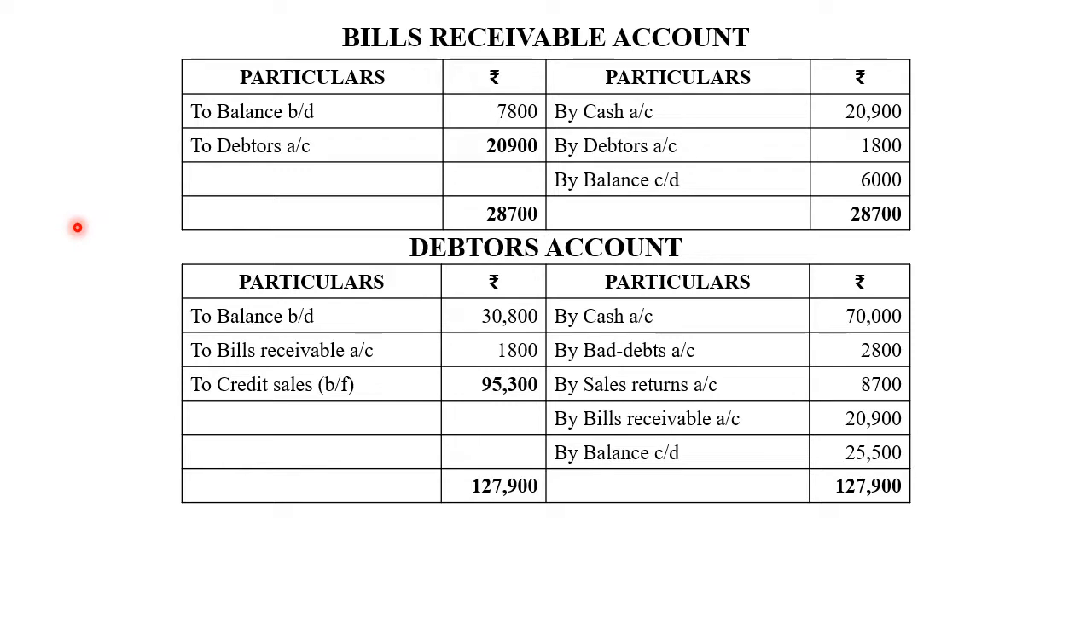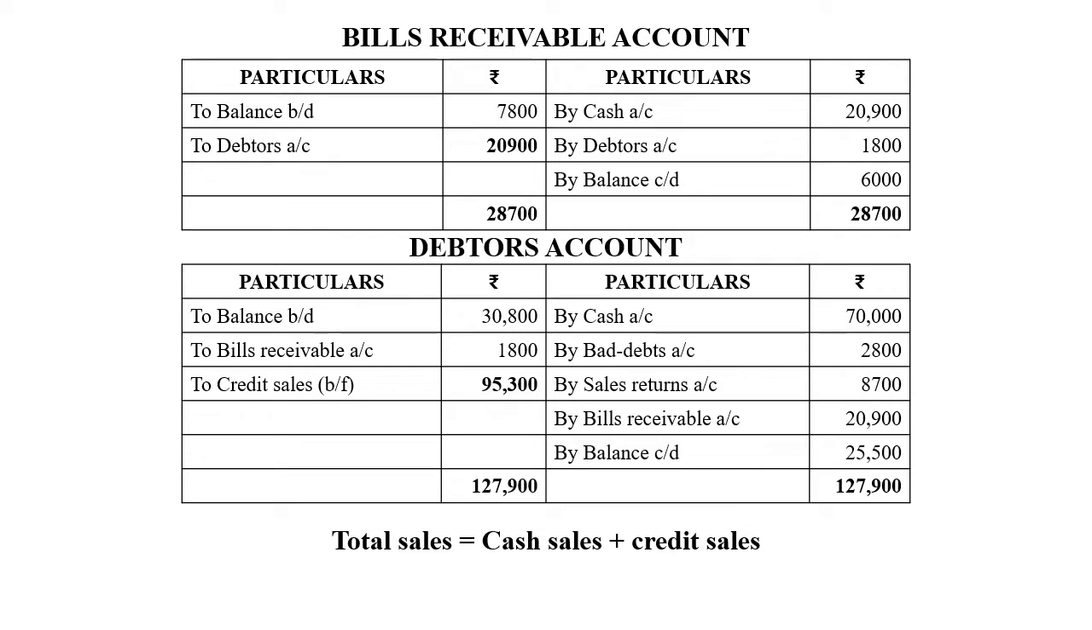Okay, now they asked you to find out the total sale. If they asked you to find out the credit sale, then you have to stop till here because you already calculated the credit sale. But they asked you to find out the total sale. Now what is the formula? Total sale is the sum of cash sale plus credit sale.